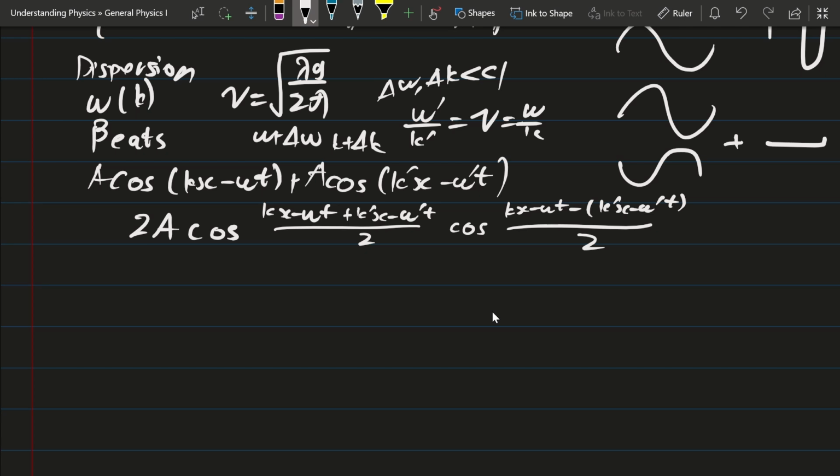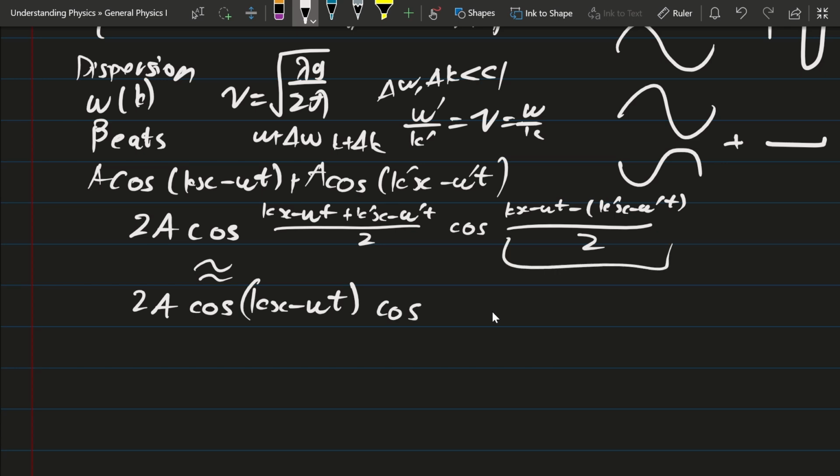So what we will obtain from the first one will be approximately kx minus omega t, the same thing, but on this side, we could see that it is the difference between the k's and the omega. So I'll just write this as the delta kx plus the delta omega t, the minus over 2. So what do you see here?